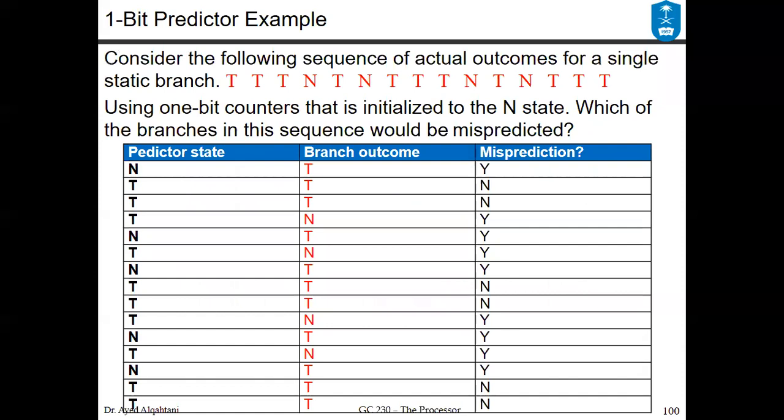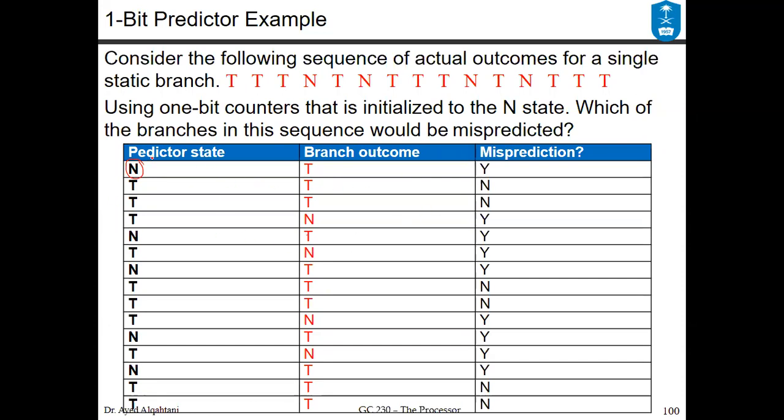Now, consider this example. You have the following sequence of actual outcomes for a single static branch. So the branch outcome was taken, not taken, not taken, and so on, using a 1-bit counter that is initialized at the beginning as not taken. Which of the branches in this sequence would be mispredicted? How to do this? You need to fill up this table.